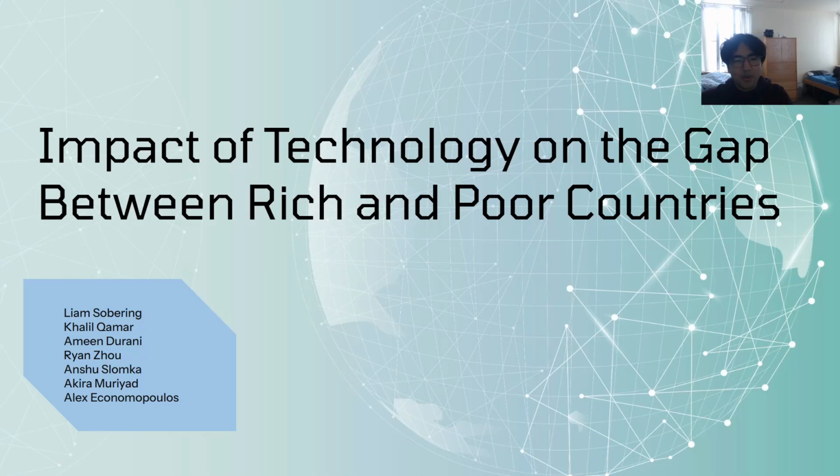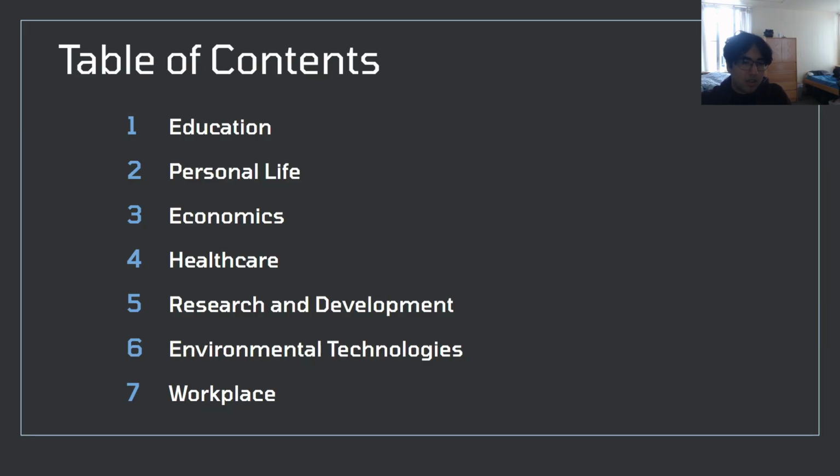Hello. Today we will be talking about the impact of technology on the gap between rich and poor countries. We will be exploring both positive and negative impacts these technologies have across these 7 categories.